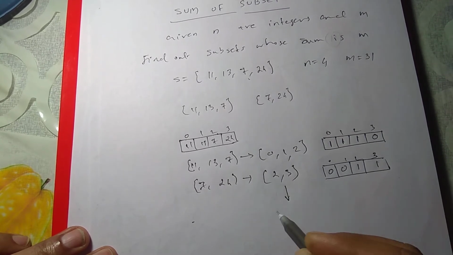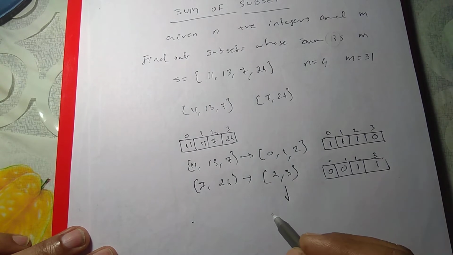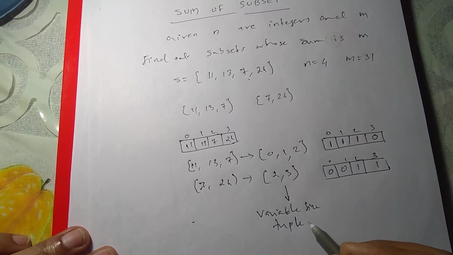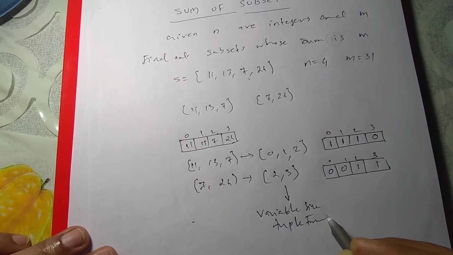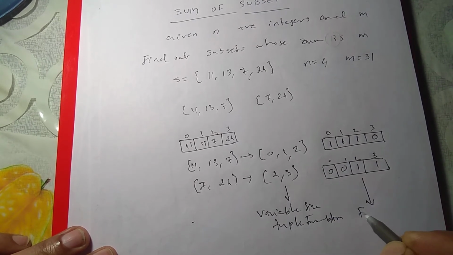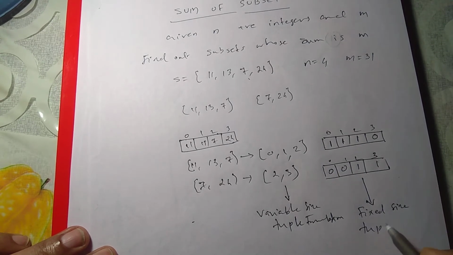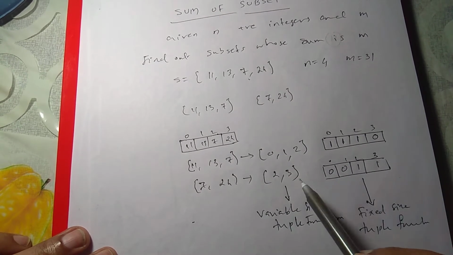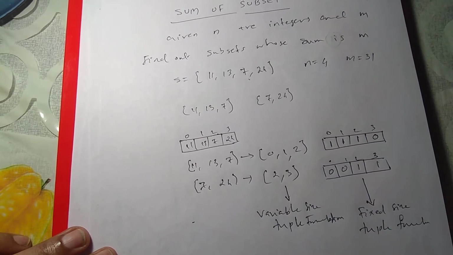The first representation is called the variable size tuple solution or formulation. The second method is called the fixed size tuple formulation. In these two ways, we can represent the output. Then how can we find the subsets?